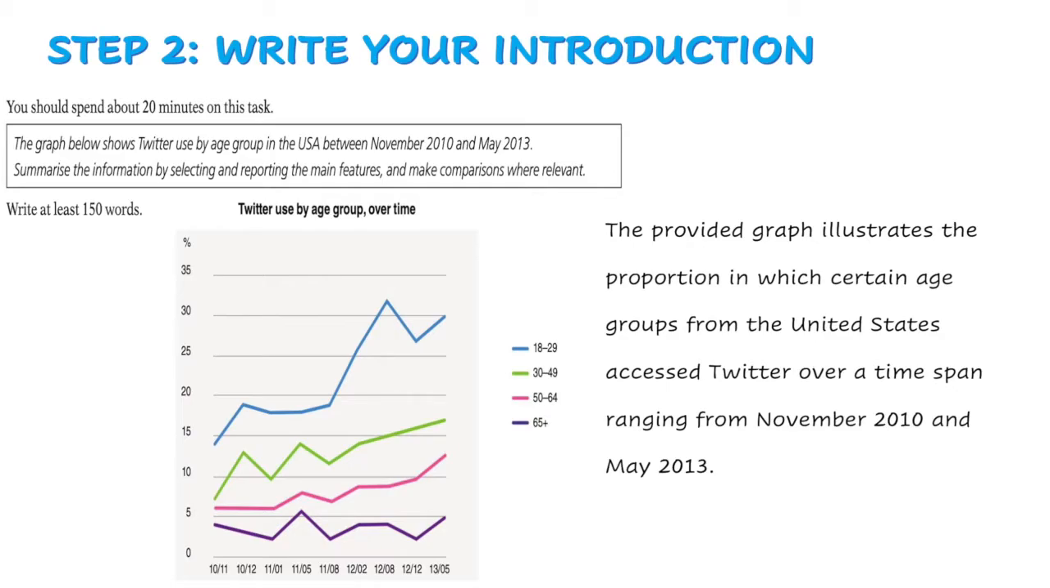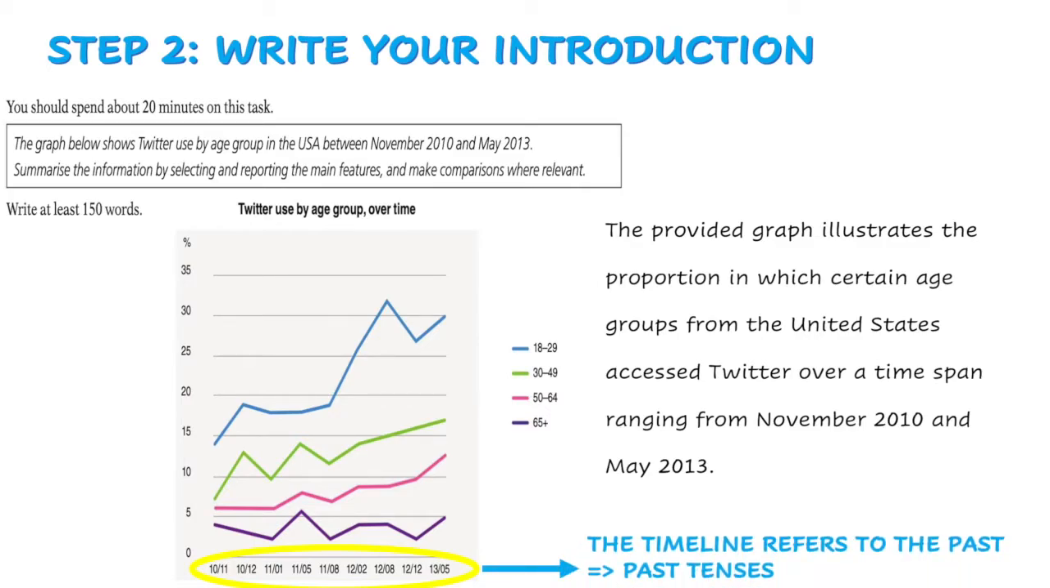What I want to do is to make sure that I am identifying the time frame correctly. And in this case, as you can see, this means that I need to use past tenses. So I mustn't forget that. I don't want to juggle with tenses that are outside of the data that I'm given and of the timeline that I'm given. So past tenses for this particular task.